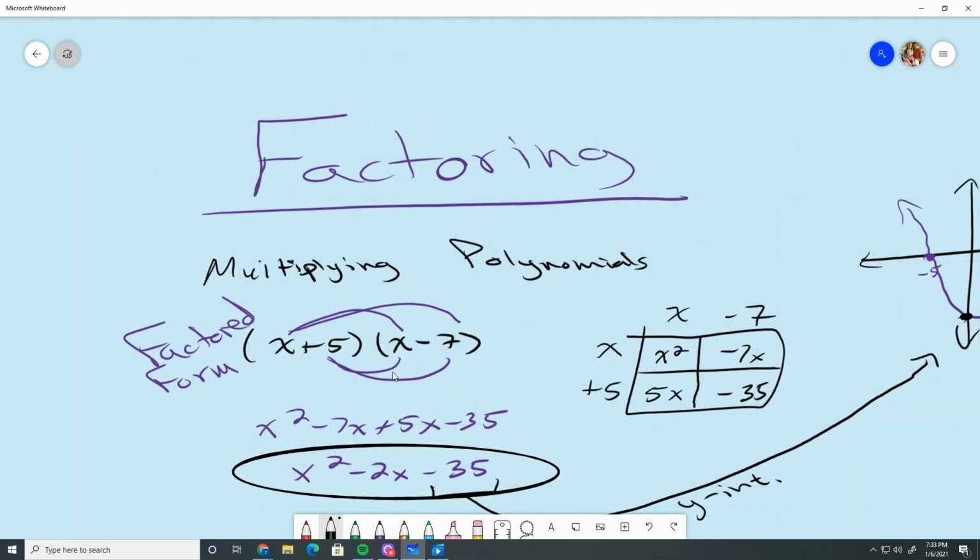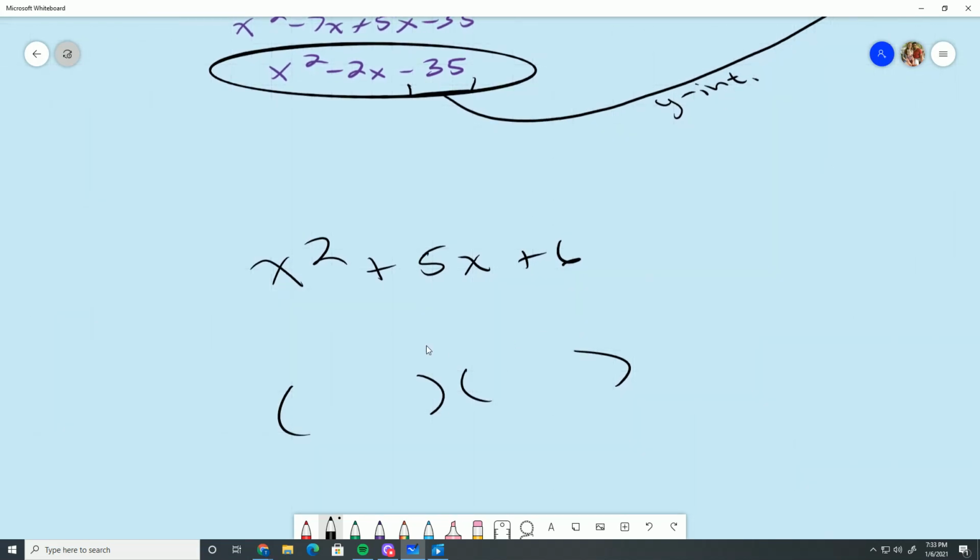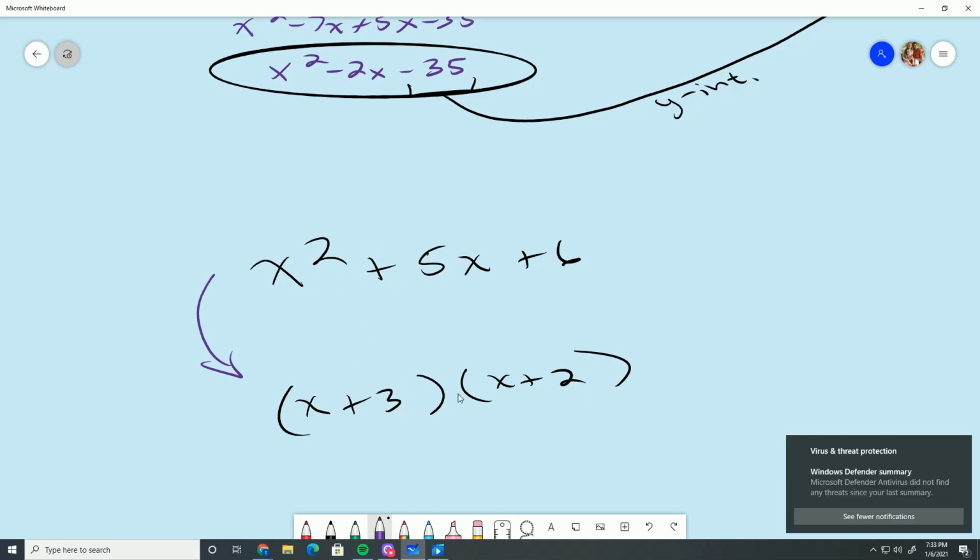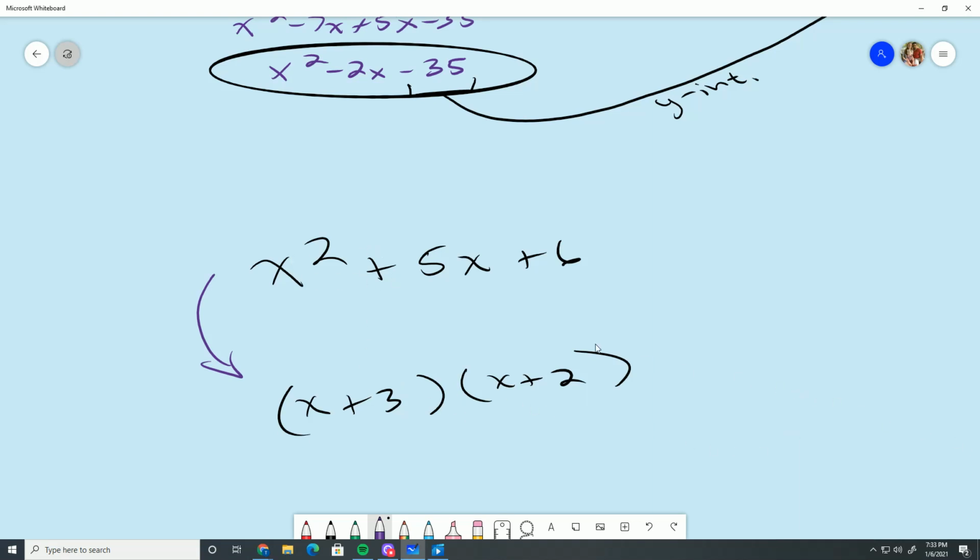So up here you had x plus 5 and x minus 7. Well, down here, what does it take to get to that? I can quickly tell you it's x plus 3 and x plus 2. But the challenge is going to be, how do you get from x squared plus 5x plus 6 to x plus 3 times x plus 2? Like, how do you go from here to here? That's what factoring is all about. And that's what you're going to be spending a lot of time on.